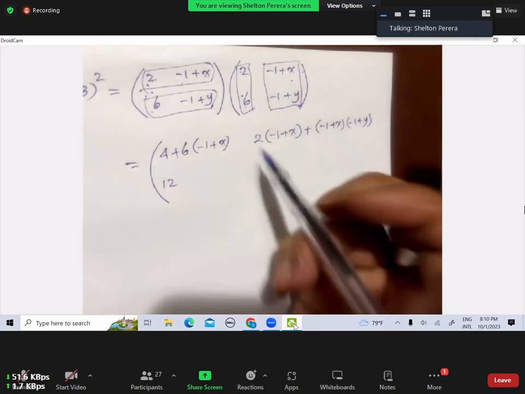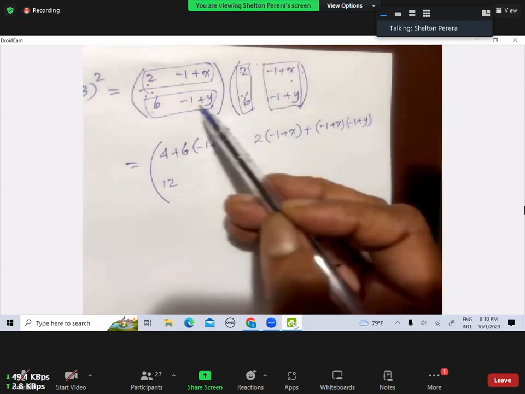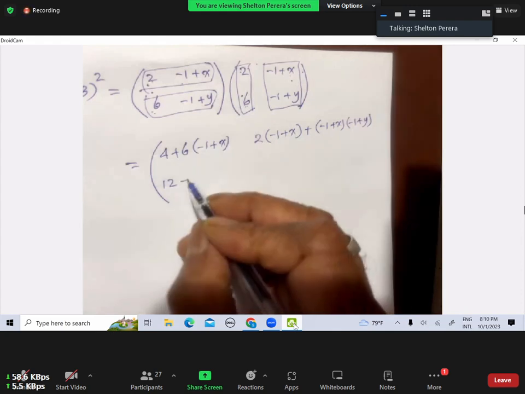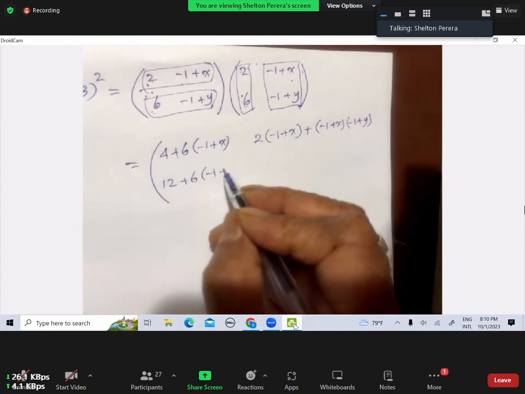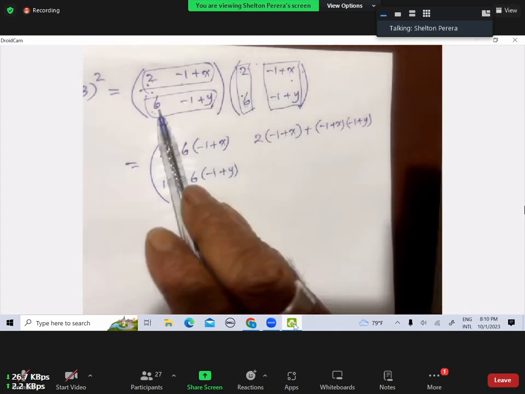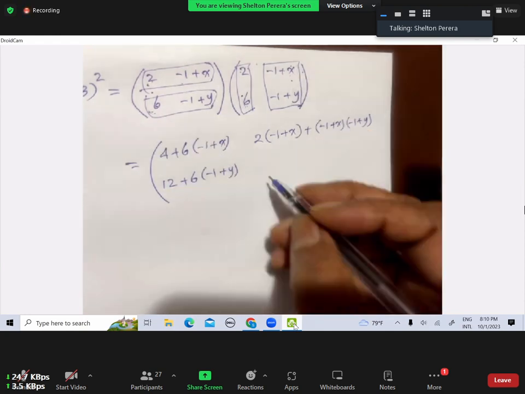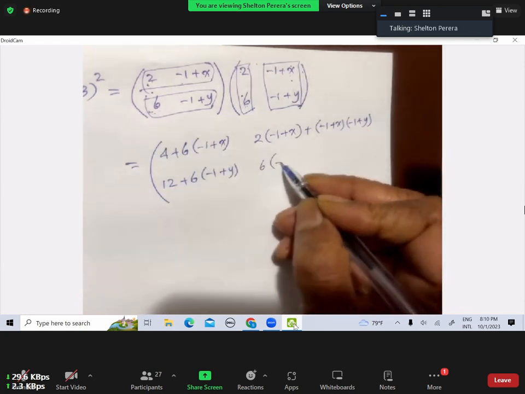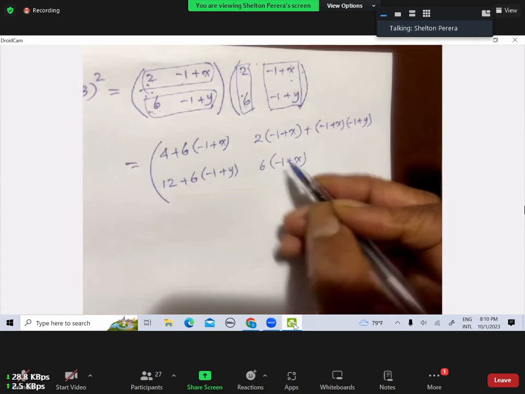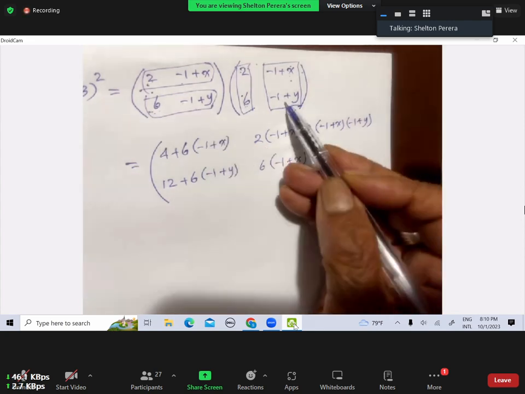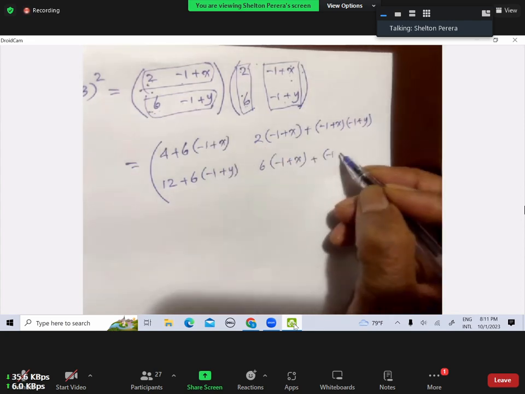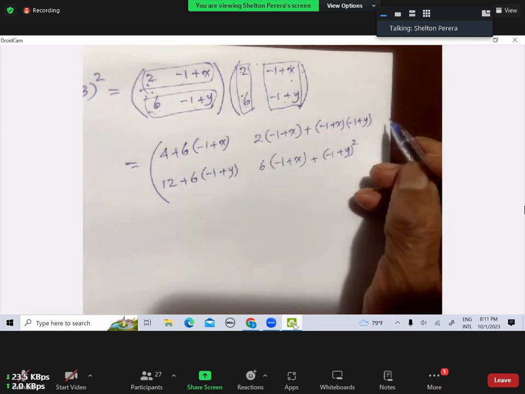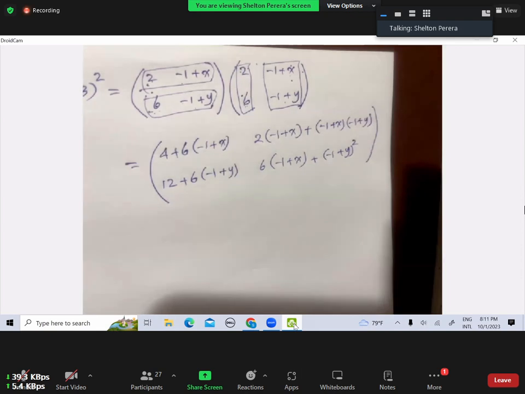From this we can get the answer. 12, then 6 times this plus 6 times negative 1 plus y. This times that, this times that. So 6 negative 1 plus x. After that, this times that, plus negative 1 plus y times negative 1 plus y. That is what you get.